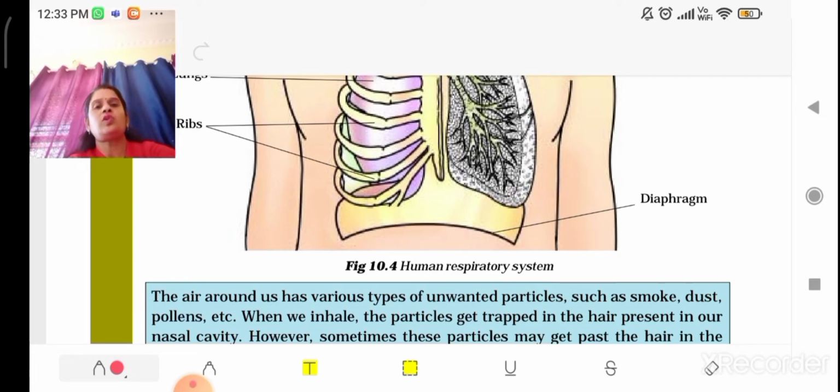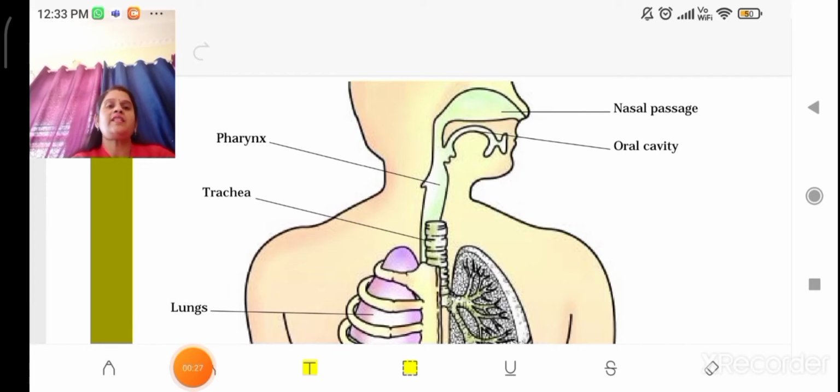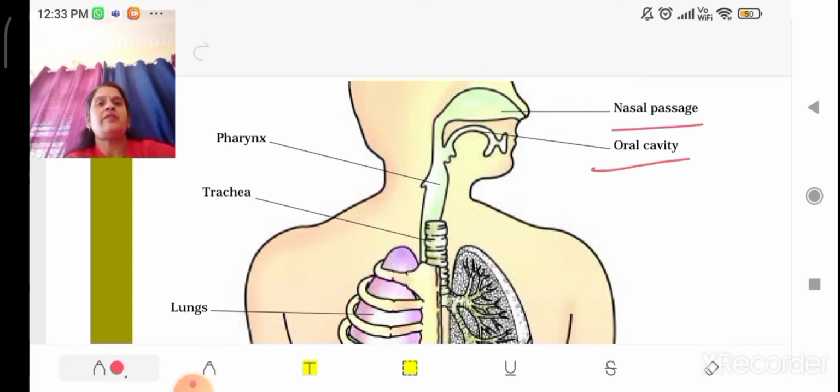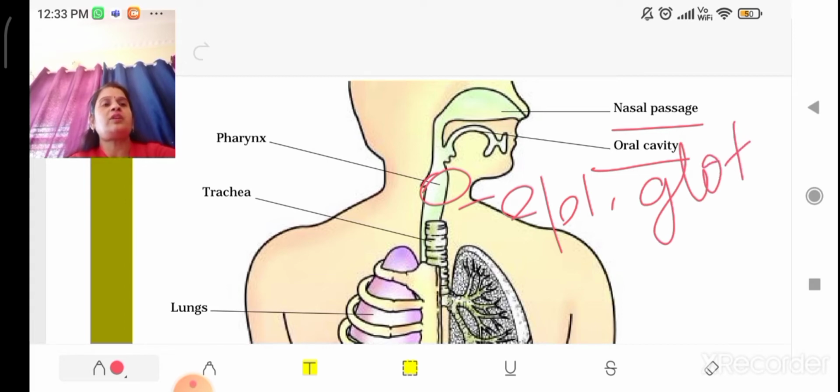Okay, so let's see. As we know, among the respiratory organs, the nasal passage is involved, then the oral cavity, and the pharynx, which is behind the nasal cavity. Here we also find the epiglottis. The epiglottis is a kind of tissue which regulates the entering of food particles into the windpipe. That is controlled by epiglottic tissues.